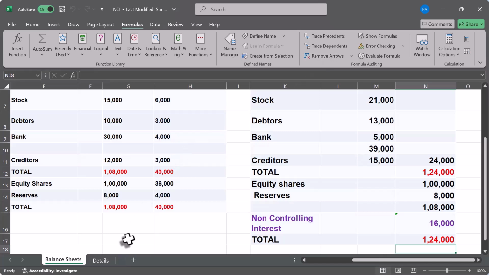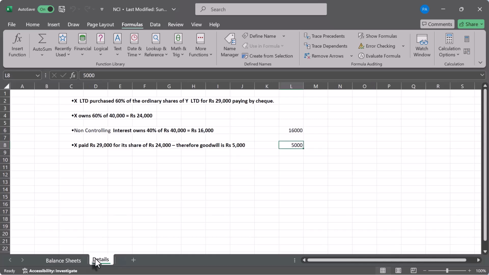16,000, if you look at here, that's a good question. So this is coming from here. The non-controlling interest is 40% of 40,000. So total 40,000 is the equity plus reserves of Y Limited. Of that, 40% is non-controlling interest for X Limited. X ka to wo non-controlling hai, or we can say minority interest. Earlier we used to call it minority interest, but now the new name is non-controlling interest because the accounting standards use the word NCI, non-controlling interest.